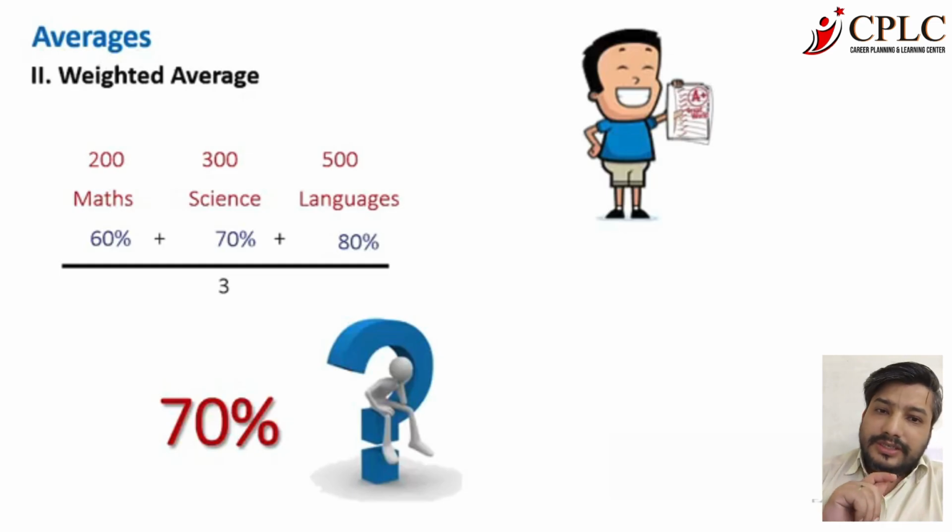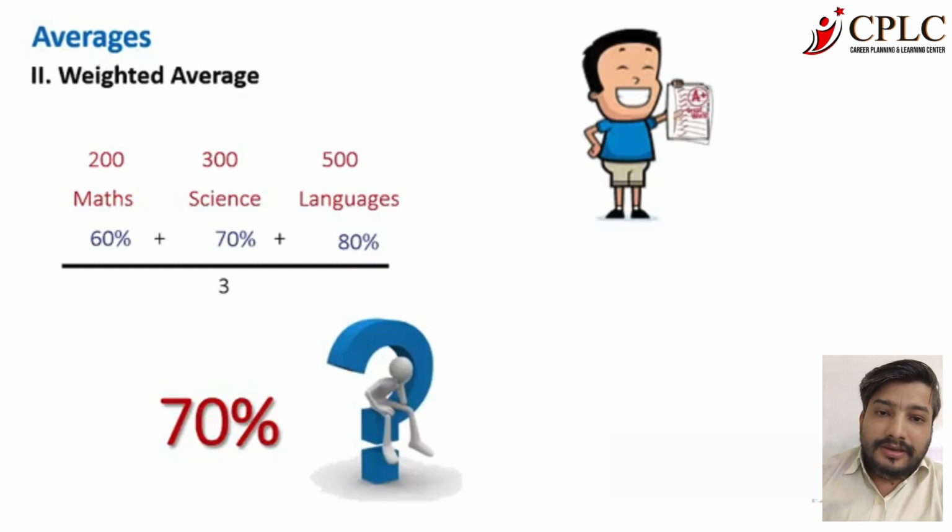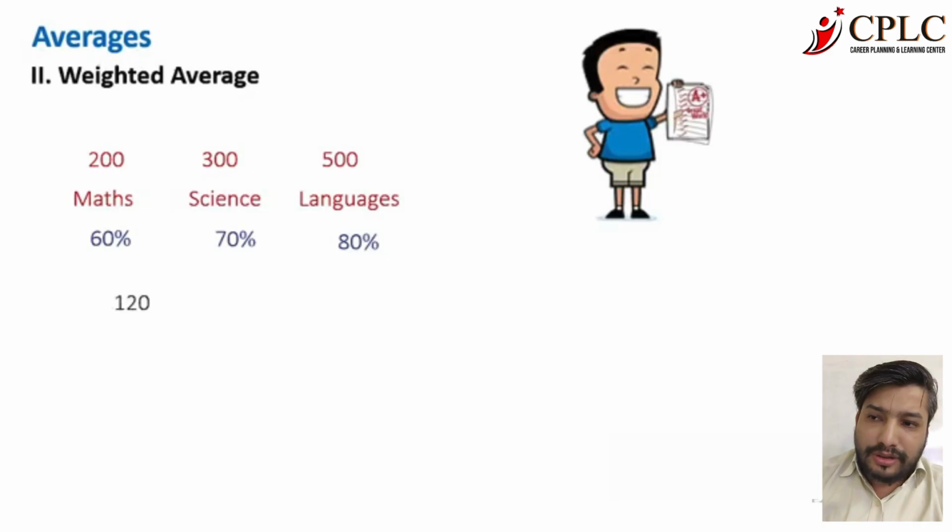So what we'll have to do is first calculate all the marks for this student, which is 60% of 200, which will be 120, then 70% of 300, which is 210, and 80% of 500, which is going to be 400. And now to calculate the average percentage marks, we'll have to add all the marks, divide by the total marks, which gives you all of this, and to convert into percentage we'll have to multiply by 100.